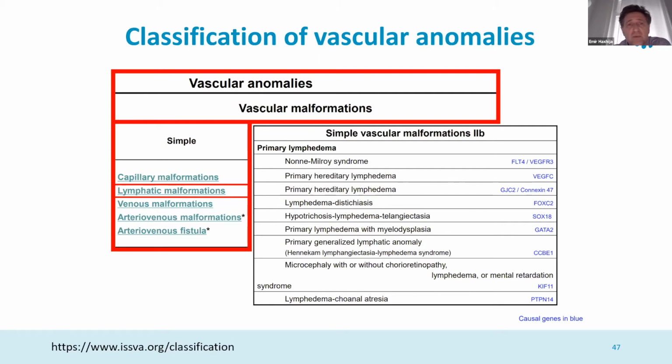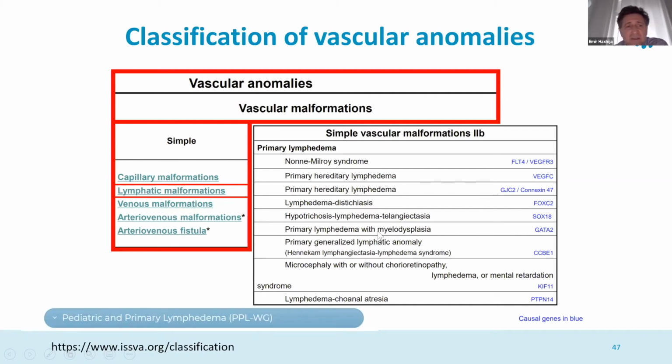When you click to the other lymphatic malformations, then you will come to the primary lymphedema, and you will see many different primary lymphedema types, which you can distinguish from each other by, of course, genetic analysis and waiting to see what genetic background the lymphedema has. It's going to be a primary hereditary lymphedema, lymphedema distichiasis, and so on.